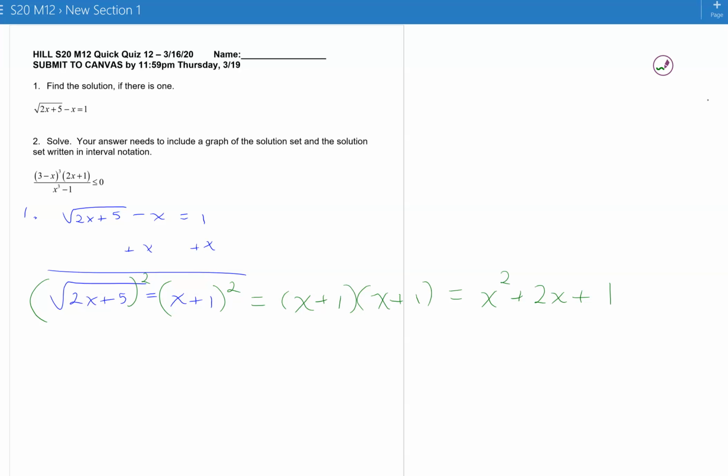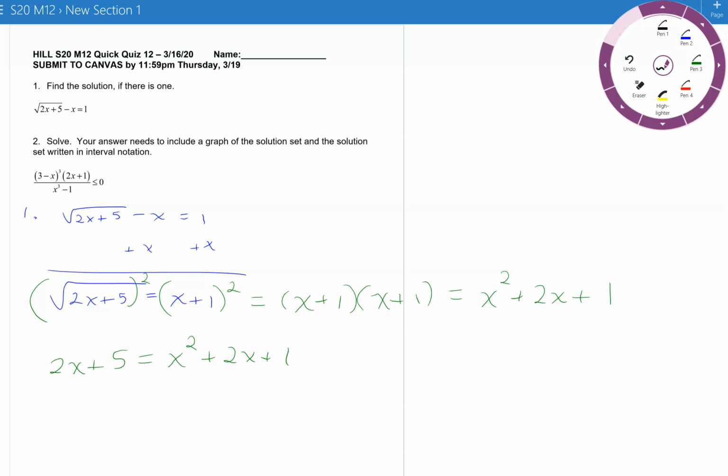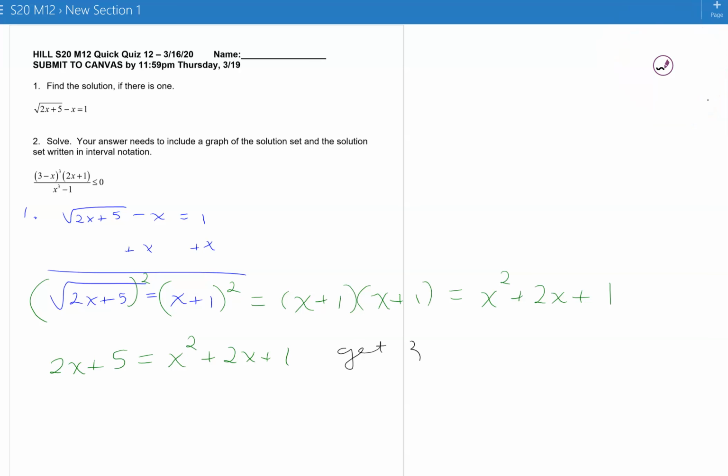and get x squared plus 2x plus 1. So squaring the square root undoes it. So we have 2x plus 5 equals x squared plus 2x plus 1. And then I need to get 0 on one side because it's quadratic. If it was linear with just x's, I would get all the x's on one side and the numbers on the other. But it's quadratic, so I need to get 0 on one side.